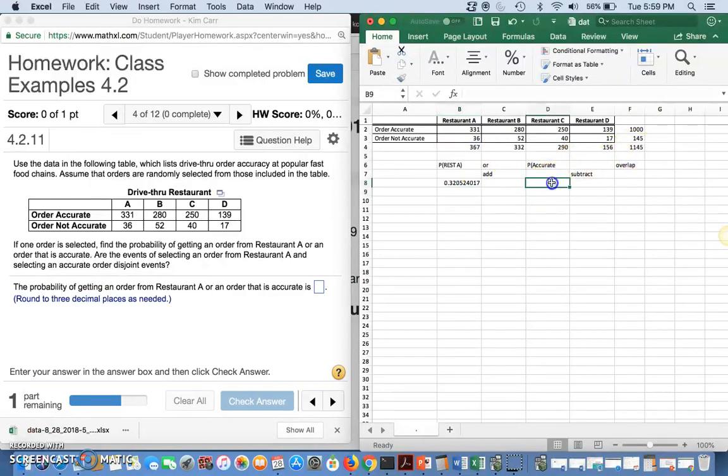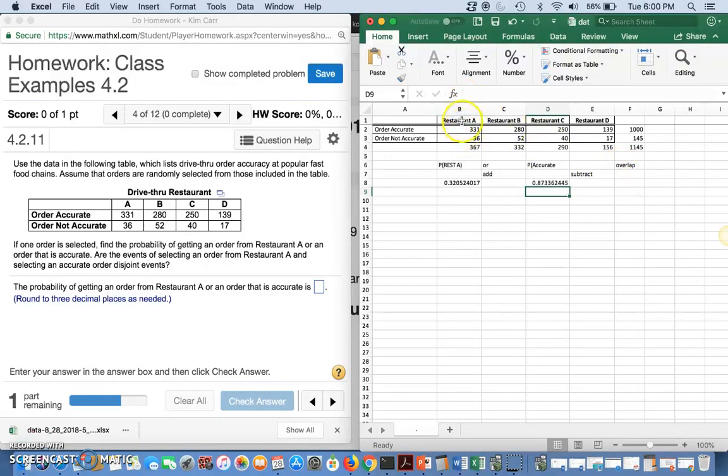The probability that the order is accurate is going to be what? We want to do equals the sum. The probability that it is accurate, that is that top row. That's that number divided by the total. So we've got the probability of A, we've got the probability that it's accurate. We need to figure out what the overlap is.